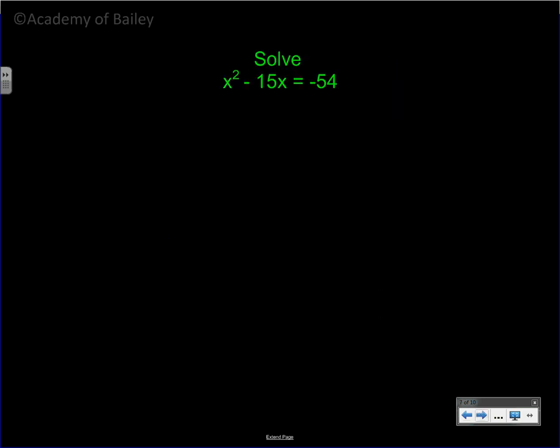This one here says solve, and this one is no different than the last problem we've done, other than we need to get this to say is equal to 0. So in order to do that, we add 54 to both sides of the equation. So we get x squared minus 15x plus 54. That's equal to 0, because negative 54 plus 54 is 0.